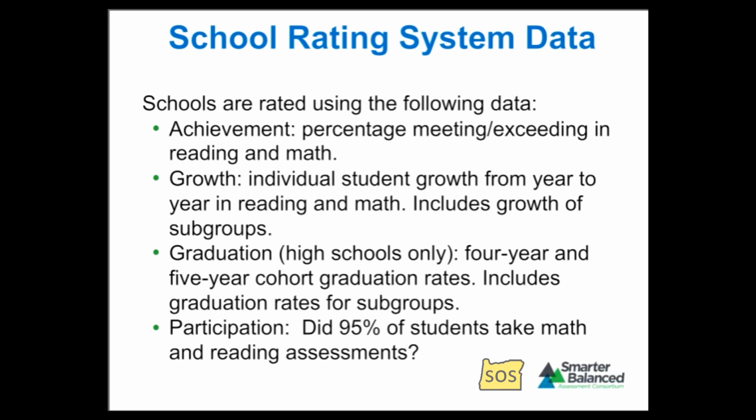The third indicator, which applies only to high schools, is graduation. And here we look at both 4-year and 5-year cohort graduation rates, which is looking at what percentage of students earn a regular high school diploma within 4 years of entering high school, and then also how many earn a diploma within 5 years. And that's part of the rating system as well, and we look at subgroup graduation rates for that indicator. There's a fourth indicator, which is participation, and there we are trying to ensure that nearly every student takes the assessments so that the data we're using is representative of the school.